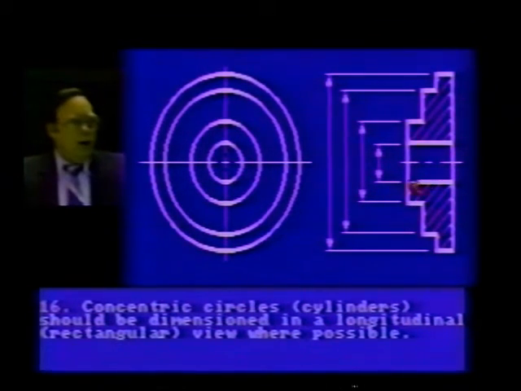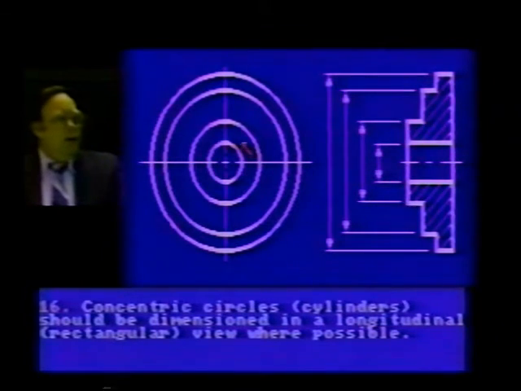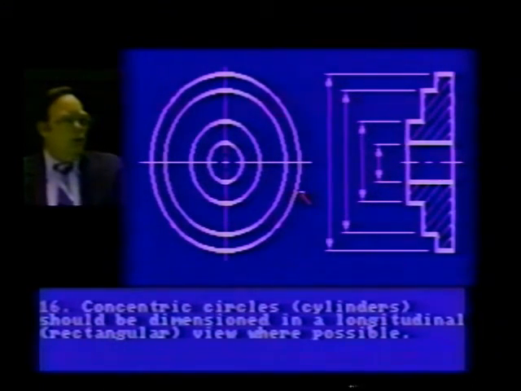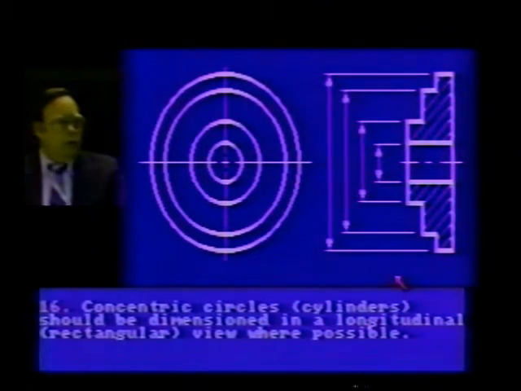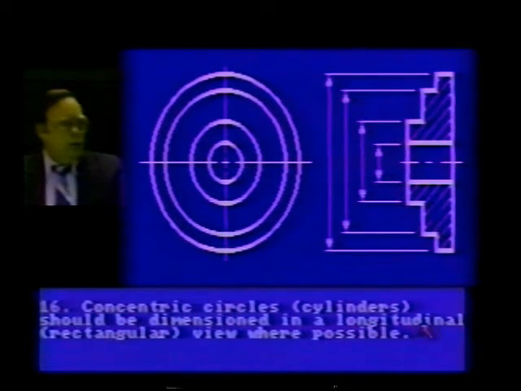So what you do if that hole is hidden is you pull this one out and put it over in this view and you point to it with a leader line and you say diameter so-and-so with a radial line, of course. But that's the only case where you dimension concentric circles in other than the longitudinal view. Get them over here where the thing looks like the rectangular view and say diameter so-and-so, diameter so-and-so. And again, if the thing is hidden, don't violate rule number 3. That's a least descriptive view if it's hidden. Put it over there, but otherwise dimension concentric circles in the longitudinal view.